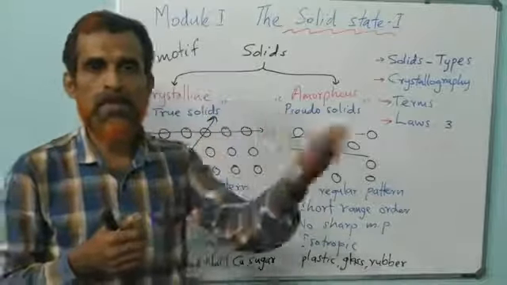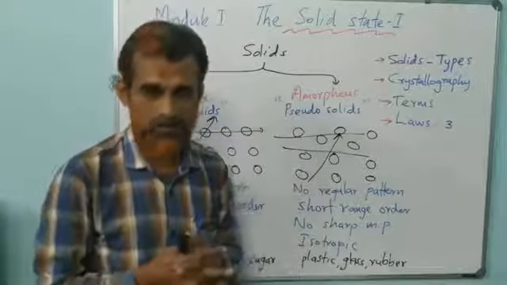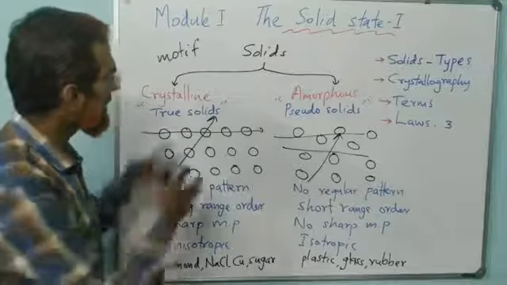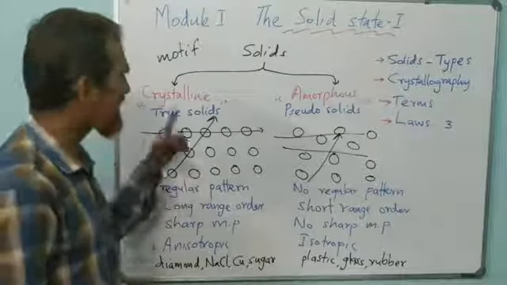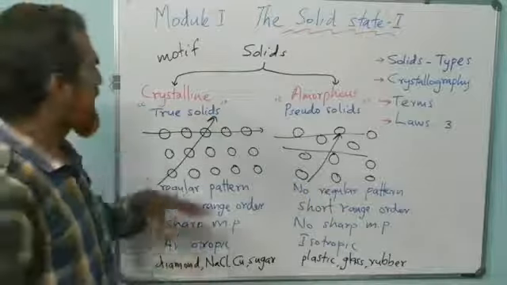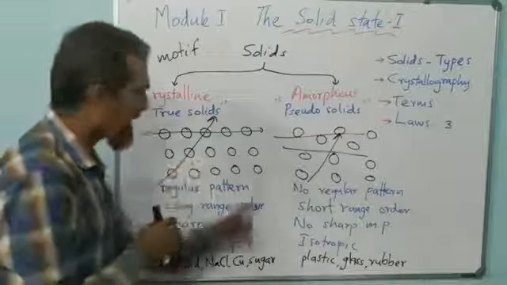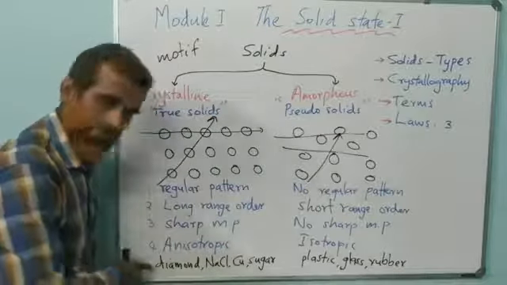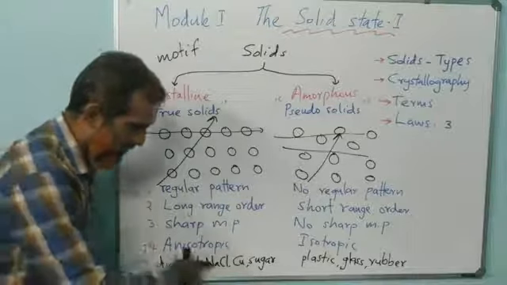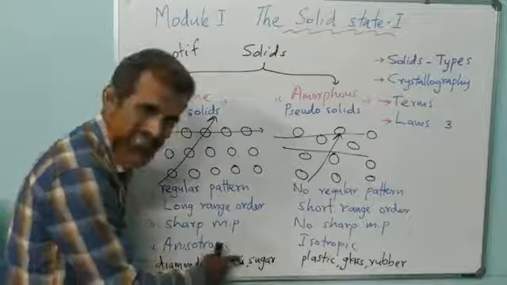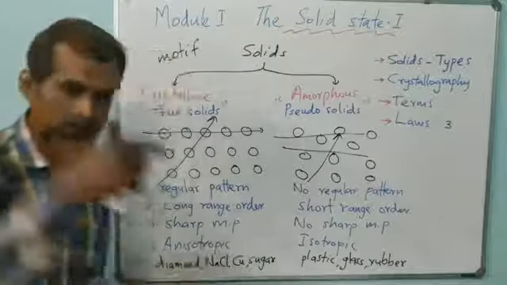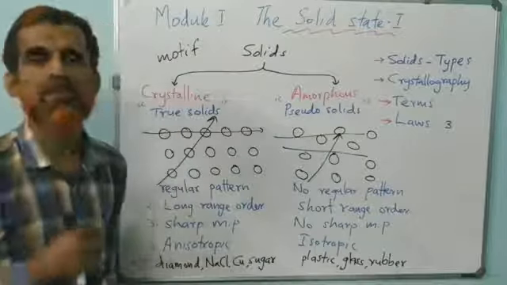In the case of window panes. Okay, so these are the differences between crystalline and amorphous solid. Most of the solids belong to this category, and you can see the examples: diamond, sodium chloride, copper, metal, sugar, etc. I have put here 4 different types of crystalline solids.